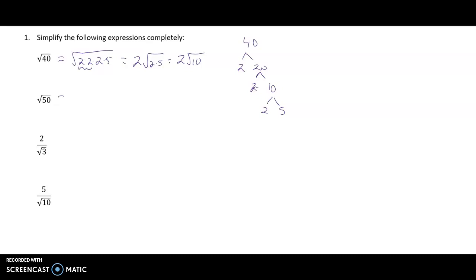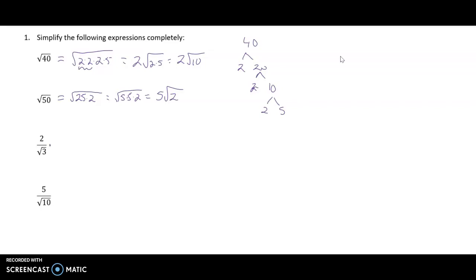All right, so the next one, I'm going to do it without writing the tree and just write this. I know that 50 is 25 times 2. And then I could rewrite that 25 as 5 times 5 times 2, like that. And then when I simplify this root, pull the 2 5s out, they become a 5. They get square rooted on the way out to become a 5. And then I'm left with the 2 on the inside.